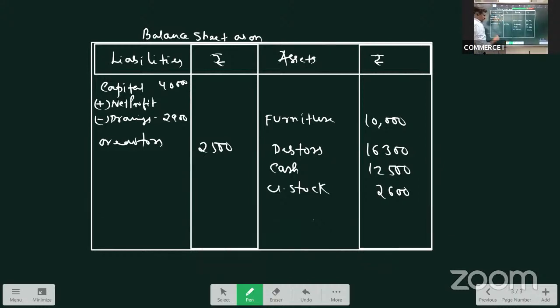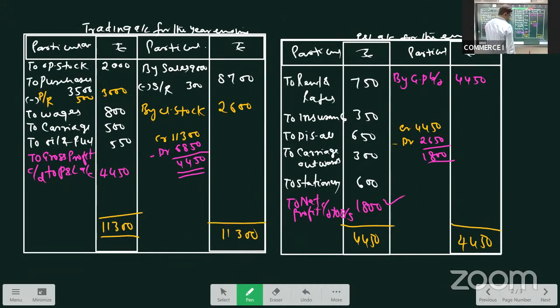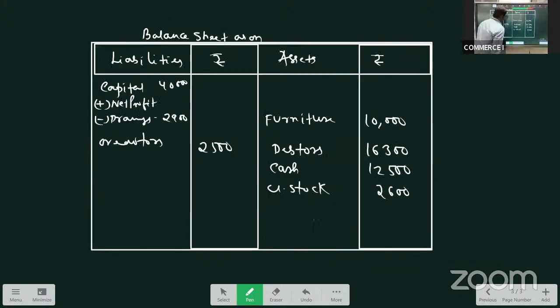What is that? It is net profit. When we prepared the P&L account, we had a profit of 1800. That 1800 will be added here. And 2900 will be deducted. Okay. So 41,800 minus 2,900, 38,900. Is it correct?